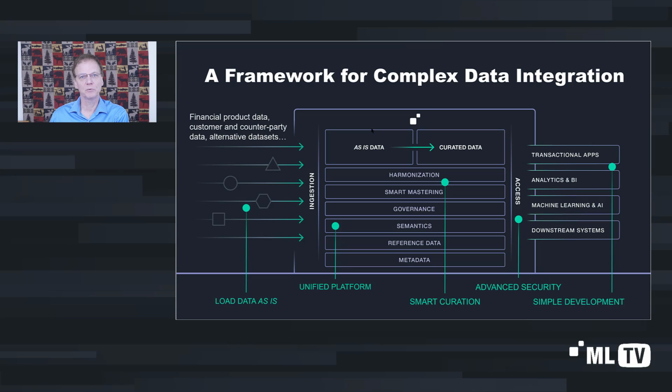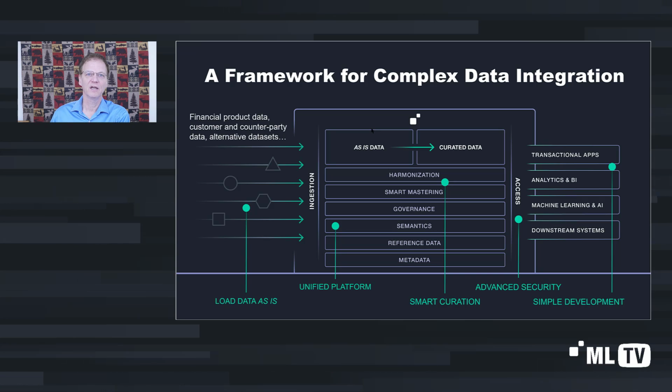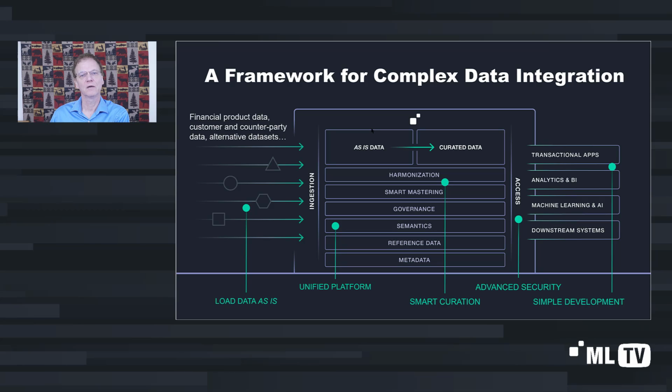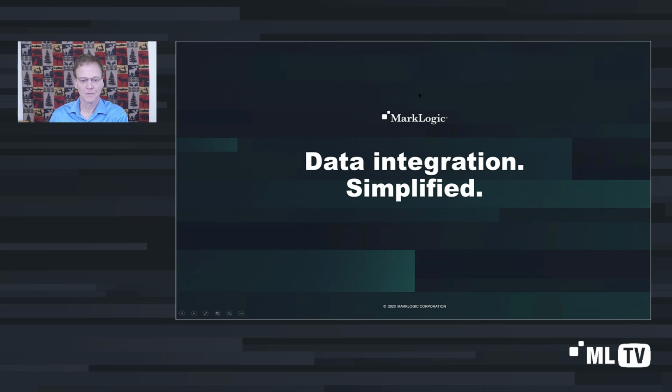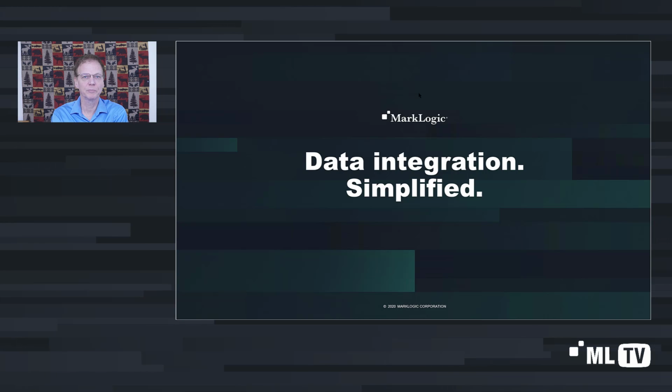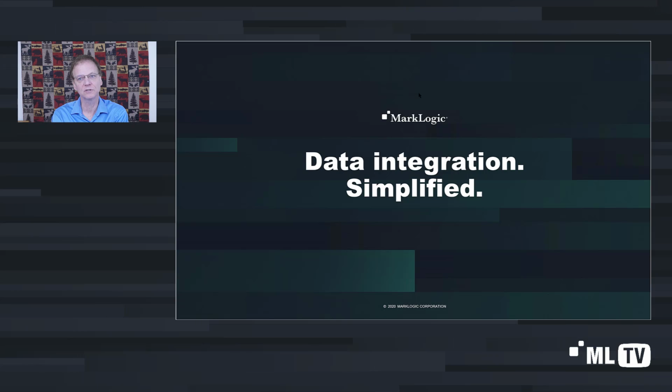It involves smart mastering, which does data deduplication, allowing you to find which records refer to the same entity, advanced semantics that allows the use of ontologies and other kinds of semantics to make self-service access to complex data possible to your business and other users, and much, much more. So this is the first in a series, and these other capabilities we will be discussing far more at length in future presentations and future talks.